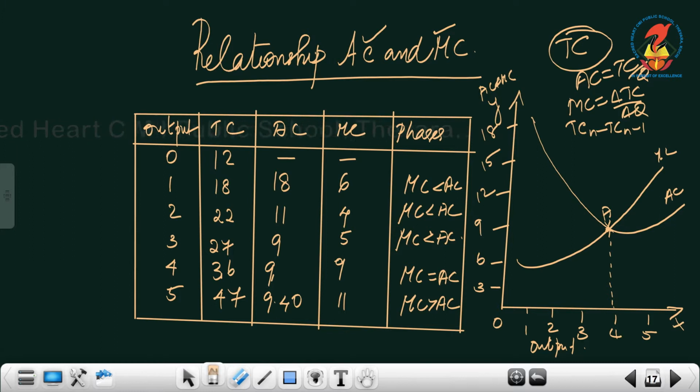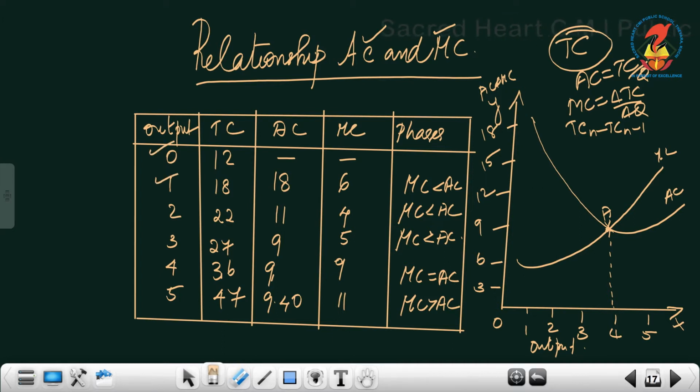Now, a table is being framed in order to learn the relationship between AC and MC, and on the basis of the table, a diagram of both the MC curve and the AC curve is drawn. Okay, now you know the shape of the MC and AC curves, both are U-shaped curves.